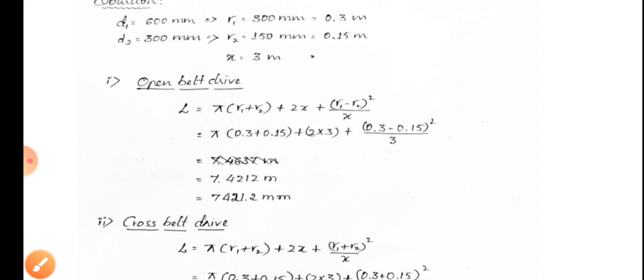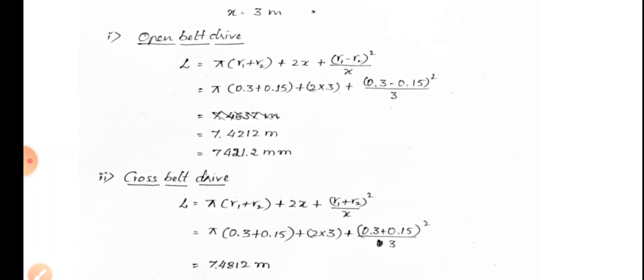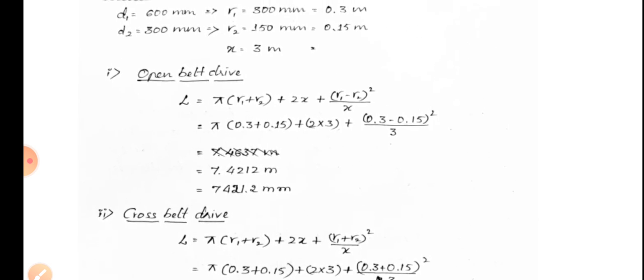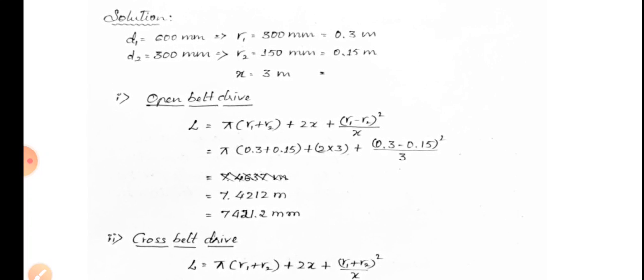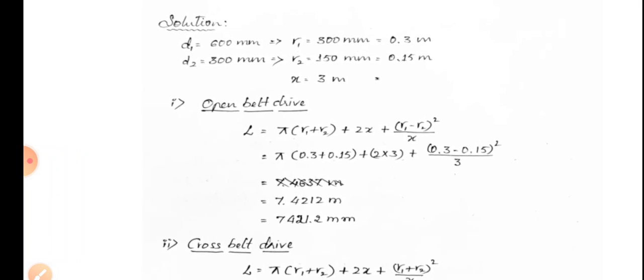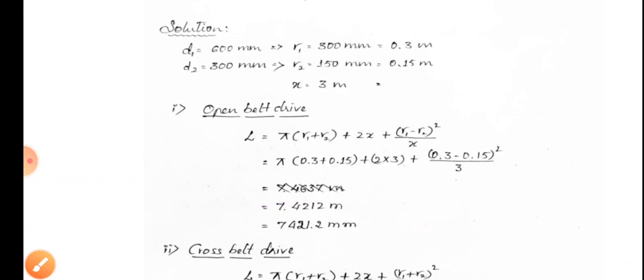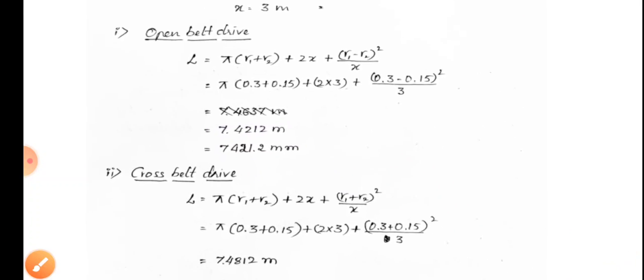So now we know for open belt drive the formula, that is L is equal to pi into (R1 plus R2) plus 2x plus (R1 minus R2) whole square by x. So I will just substitute the values. R1 as 0.3 meter, R2 0.15 meter, x is 3 meter. So you will get 7.42 meter, that is the length of belt in case of open belt drive. If you convert it in mm, 7421.2 mm.